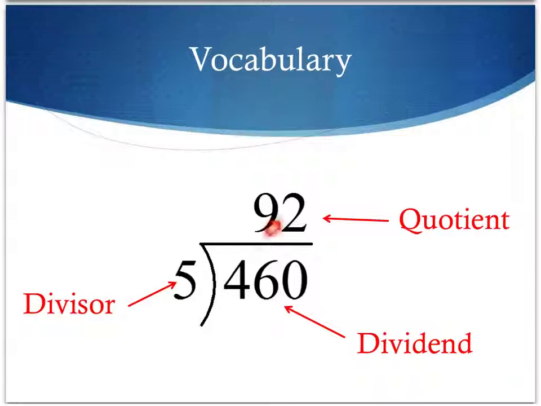The answer, which is on top of the division symbol, is called the quotient. So if I took 460 things and split it into 5 equal groups, there would be 92 things in each group.